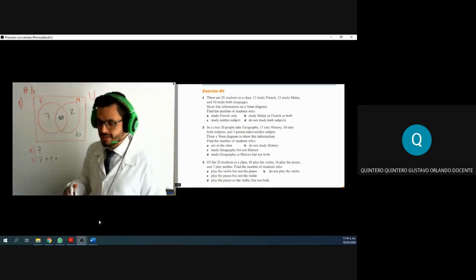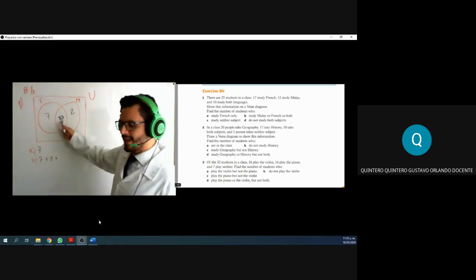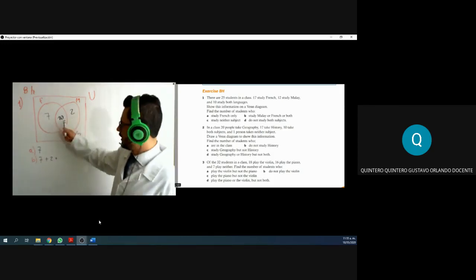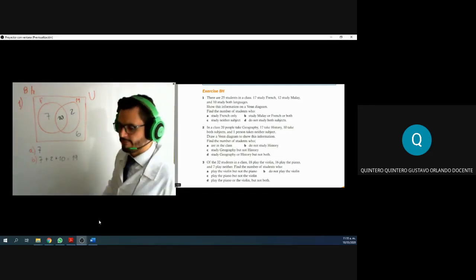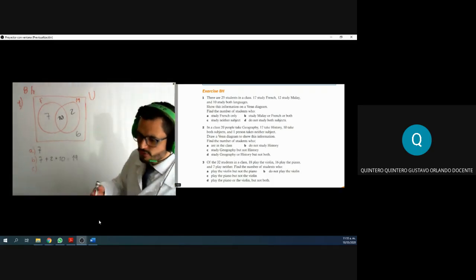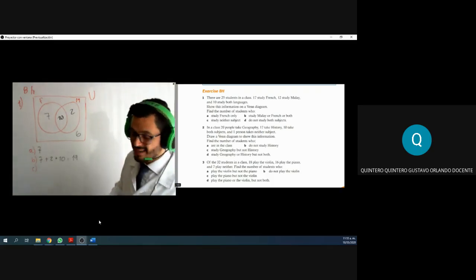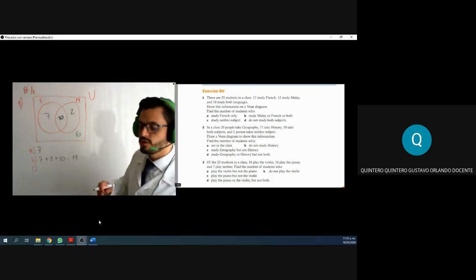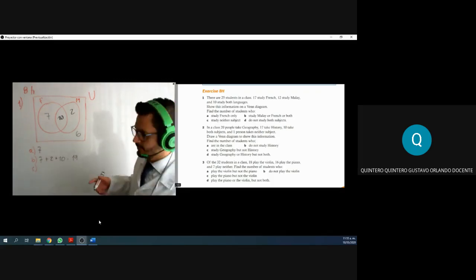But also the exercise says study Malay or French or both. And these 10 study both. So I have 7 who study French alone, 2 who study Malay alone, plus 10 who study both. In total, 19 people study French or Malay or both. Beautiful stuff here. All right, let's continue with C. Find the number of students who study neither subject. They don't like to study any of those. So the ones who are outside the little circles, right? This 6 over here. Beautiful stuff.